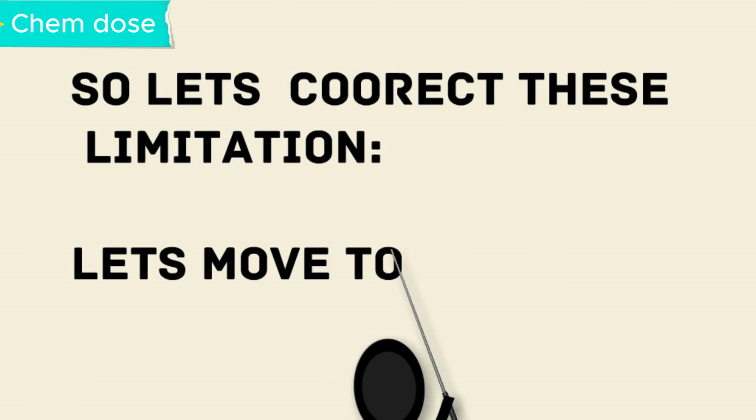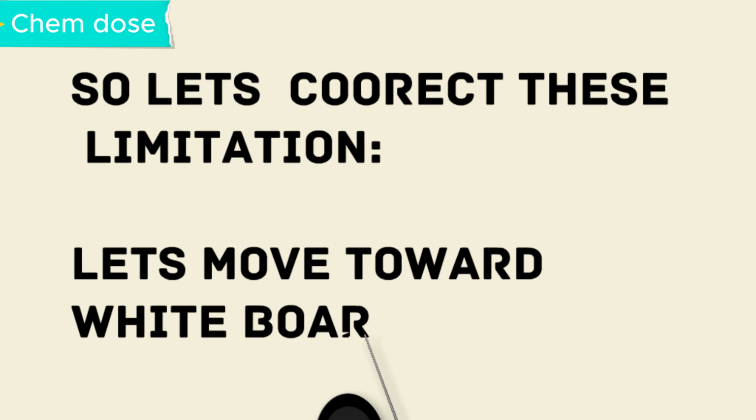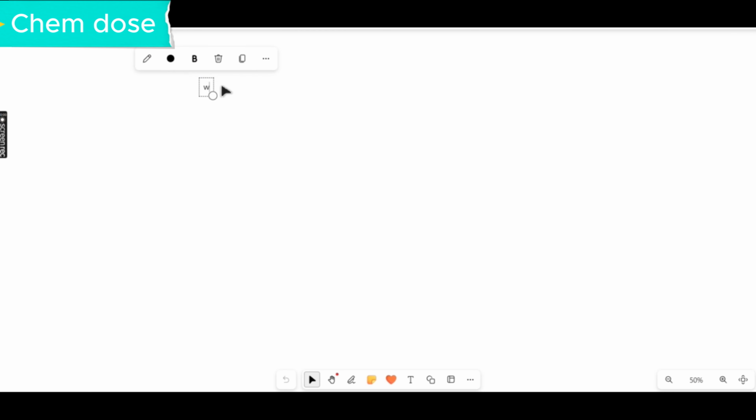At high temperature and low pressure, the volume of gas is increased and there is little force of attraction. This means that at high temperature and low pressure, gas behaves ideally. So let's correct these limitations. Let's move towards the whiteboard and correct these limitations.